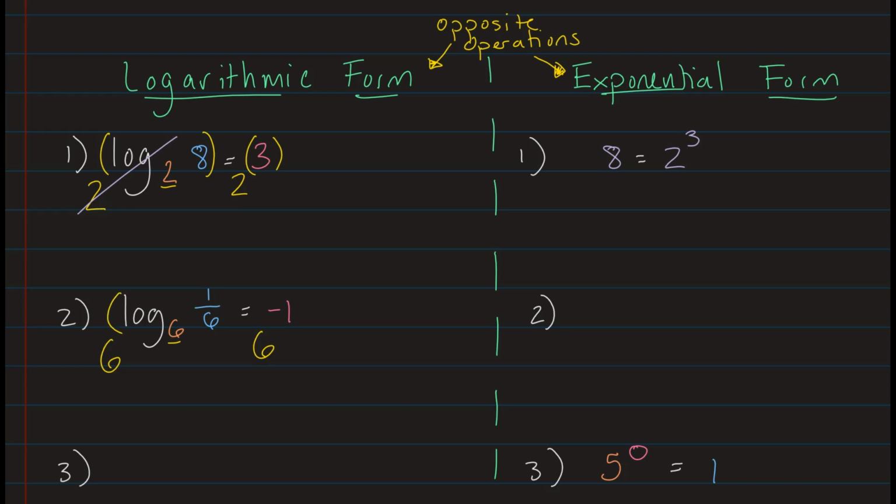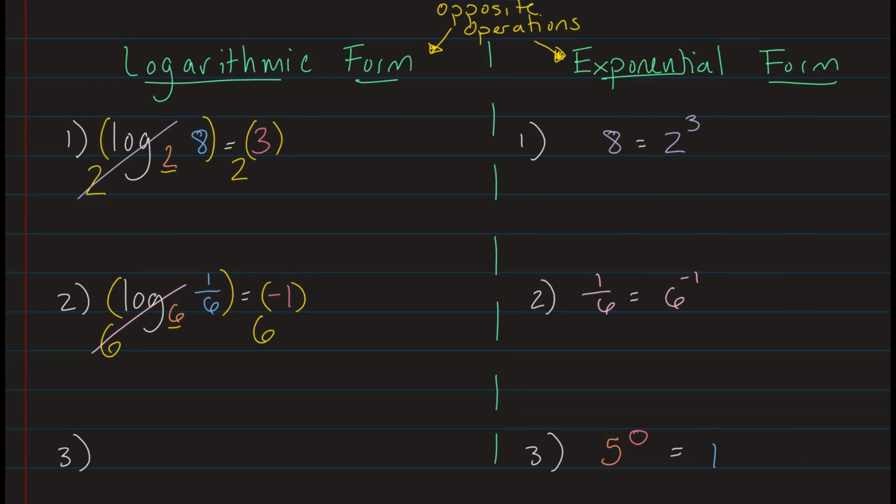So now log base 6 of 1/6 is the exponent, and also -1 is the exponent. And we know that when I have a base of 6 raised to log base 6, those are opposite operations, they cancel out. And you're left with just 1/6 on that left-hand side, set equal to 6 raised to the -1 power.